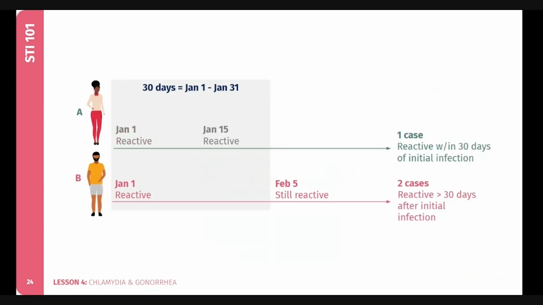Let's take another look at person B, except this time let's say they were treated on February 5th, more than 30 days after their infection, and they are still testing positive on that day of treatment. Since the treatment was initiated more than 30 days after the infection, we cannot use the day of treatment as a new frame of reference. Since they are testing positive more than 30 days after initial infection, we would have to count them as two cases, even though they didn't receive treatment until February 5th.